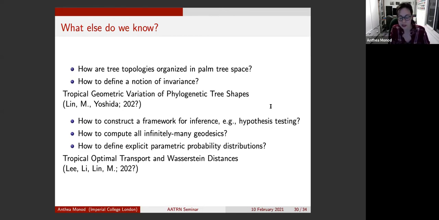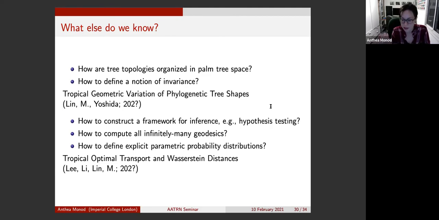And how do you actually use this to construct a framework for inference, like if you wanted to do hypothesis testing? This is another paper that we wrote, where we studied the optimal transport problem and defined Wasserstein distances. Just a reminder that Wasserstein distance is a distance between probability measures. Since we've proven that our setting is a well-defined, rigorous probability space, we can collect all the probability measures associated with the space as a separate space, and then actually compute distances on this space.